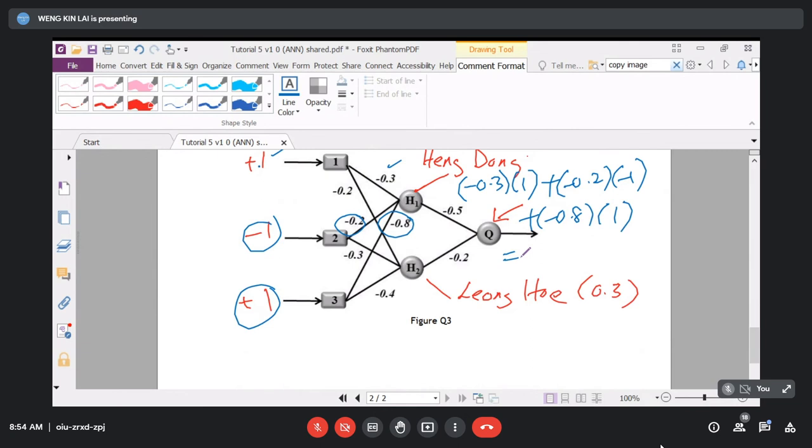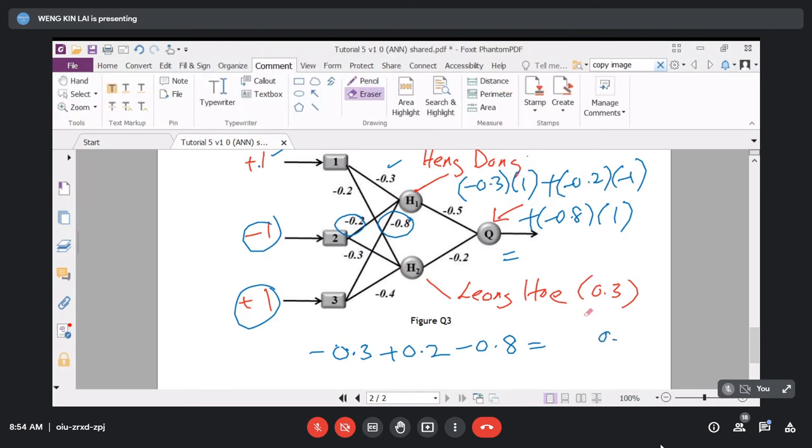Heng Dong, are you sure? Now he changed to 0.1. How do you get 0.1? Get your pen and paper. All right, so you have minus 0.3 times 1. What do you get? Minus 0.3. Then your minus 0.2 multiplied by minus 1, you get? The last one is minus 0.8 multiplied by 1, you get minus 0.8. Heng Dong, what's your answer?